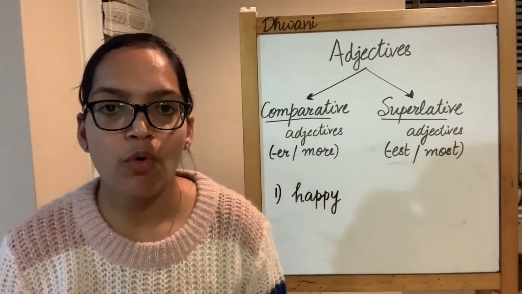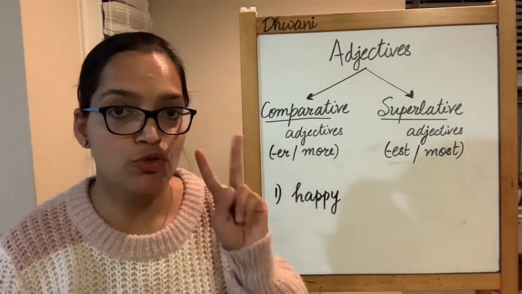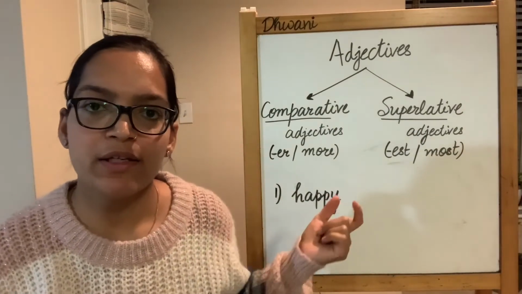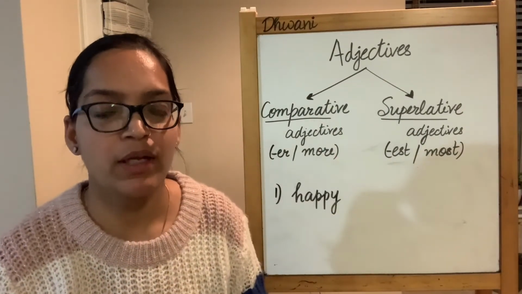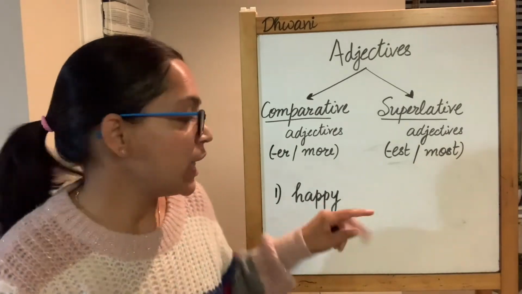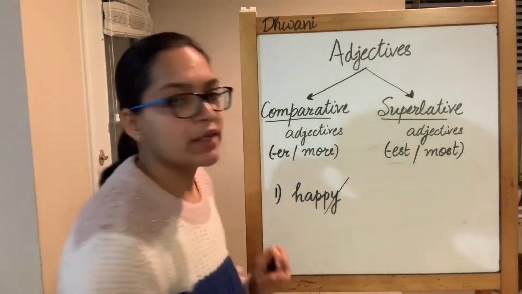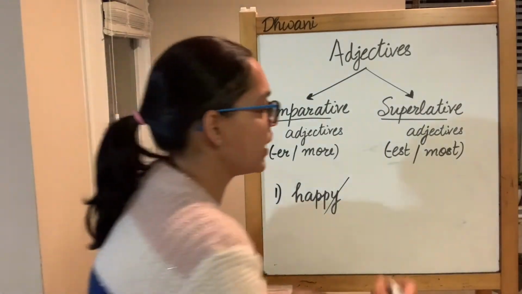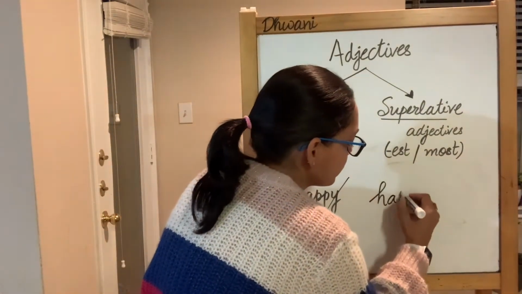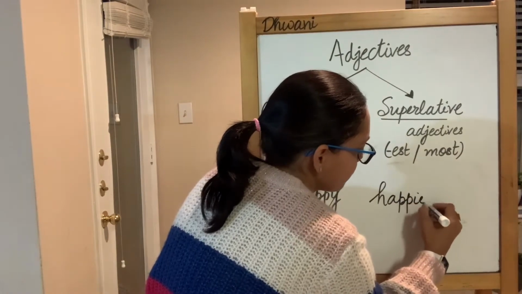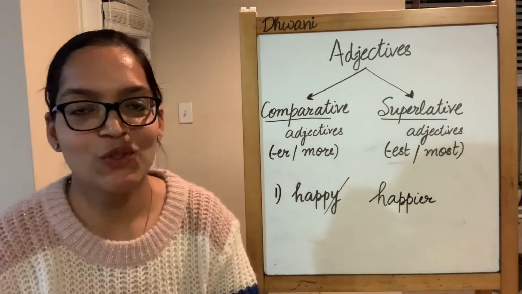Happy has more than one syllable. Happy has two syllables. And ideally, it should have been more happy in the comparative form. But no. In case of the adjectives which end in Y, we omit the Y, we replace it with I, and we add ER. So happy turns into happier.